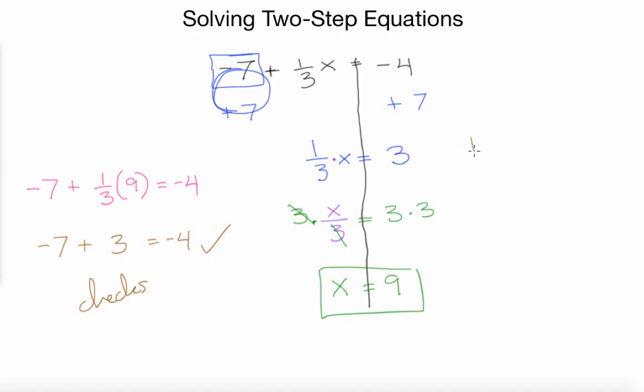And again, we did two steps. One step there, we're adding 7 to both sides, and then the second step was multiplying both sides by 3.